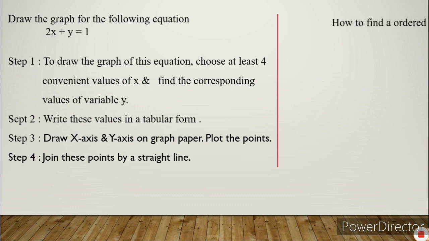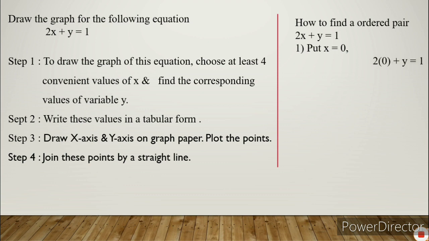Now, how to find an ordered pair? First write the equation 2x plus y equal to 1. Put convenient values of x. So, I put here x equal to 0. The equation becomes 2 into 0 plus y equal to 1. 2 into 0, 0, plus y equal to 1. Therefore, y equal to 1.